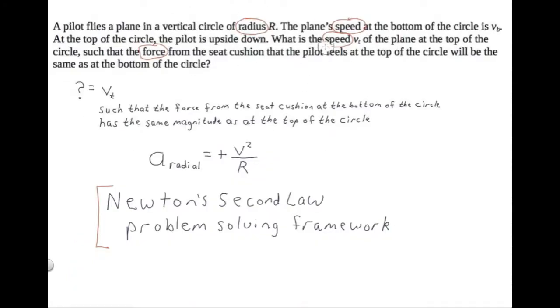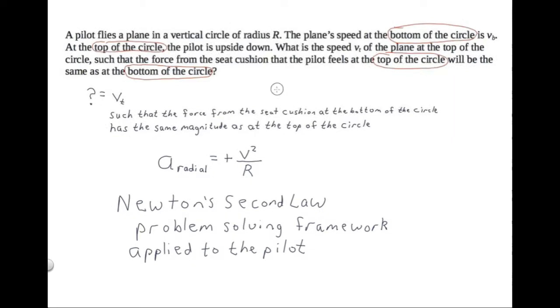Based on the concepts that are mentioned in the problem, we can use the Newton's second law problem-solving framework to solve this circular motion problem. We usually apply the Newton's second law equations to the object whose mass is mentioned in the problem, but this problem doesn't mention the concept of mass, so which object should we focus on for this problem? Well, the problem refers to the force exerted by the seat cushion on the pilot. That's a clue that for this problem, we should apply the Newton's second law equations to the pilot, not to the plane. The problem refers to the pilot situation at the bottom of the circle and to the pilot situation at the top of the circle.